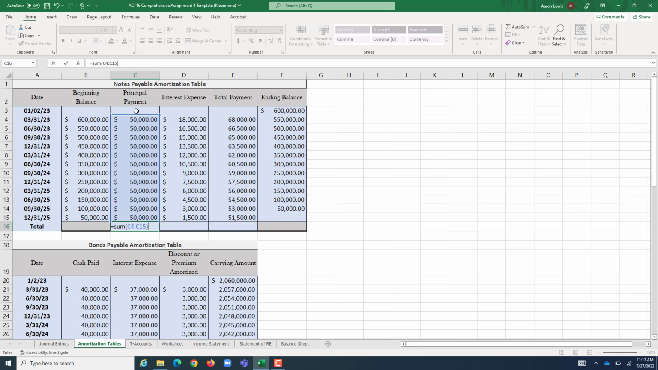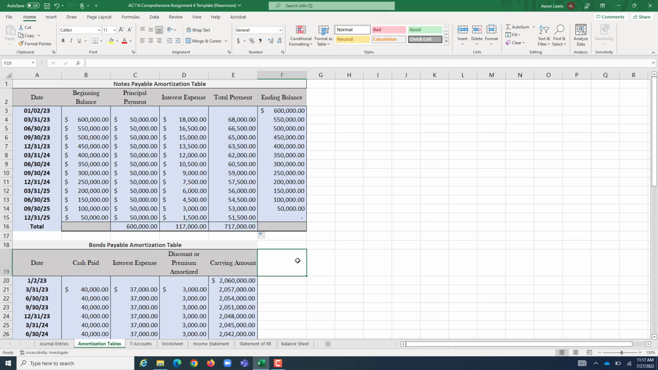So equals the sum, open a parenthesis, highlight all the cells in the column, close the parenthesis, hit enter, and we get 600,000. And since we want to find the sum of this column and the sum of that column, we can just fill handle across now. And we see that over the life of this note, we are going to pay Aberdeen a total of $717,000.